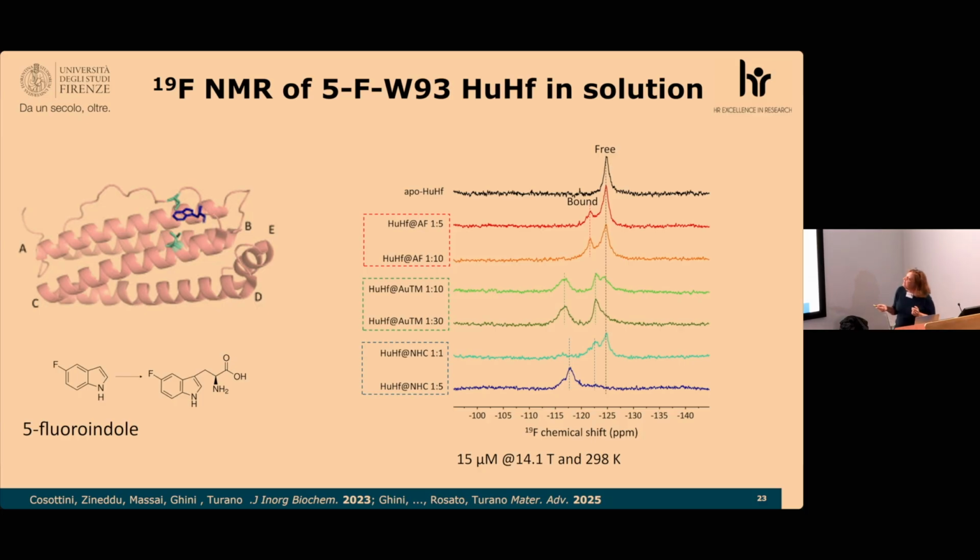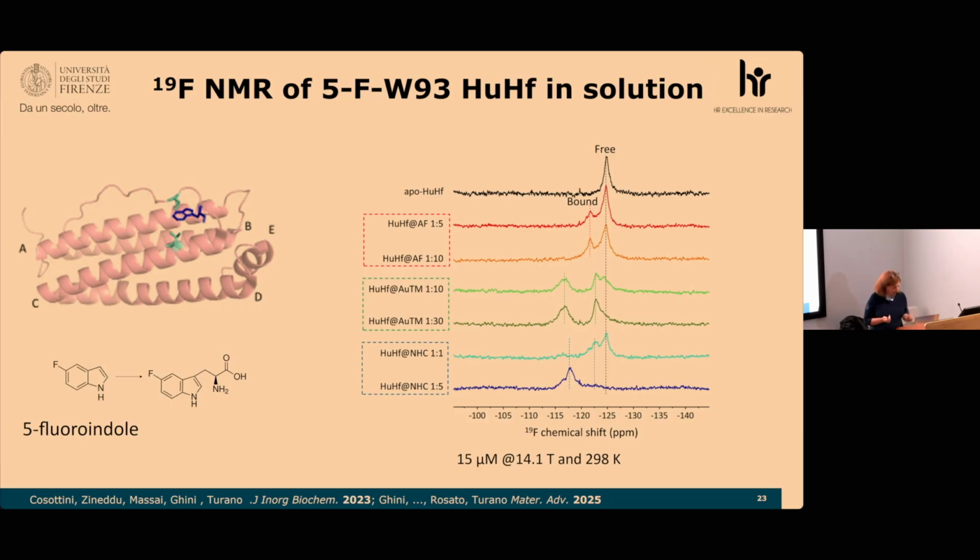So I have the signal from all the subunits of the cage that is exactly equal by symmetry. If I use, for example, auranofin, which can only partially metallate the apoprotein, I see two separate signals. So the exchange is slow on the NMR time scale for the apoprotein and for the protein bound to the auranofin. Or if I look at the monocarbene, this is the apo, this is an intermediate species that I obtained before the formation of the full gold cluster, and this is the final adduct.